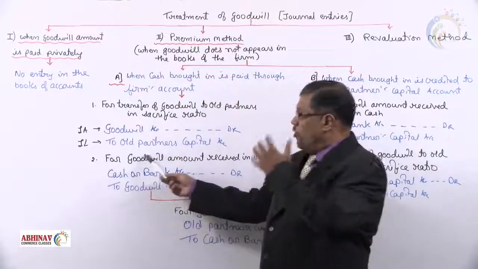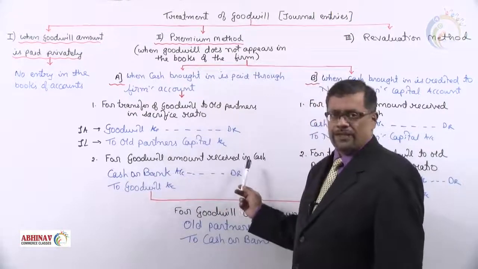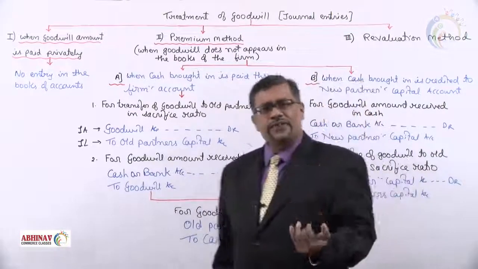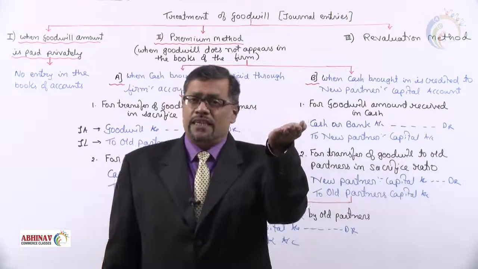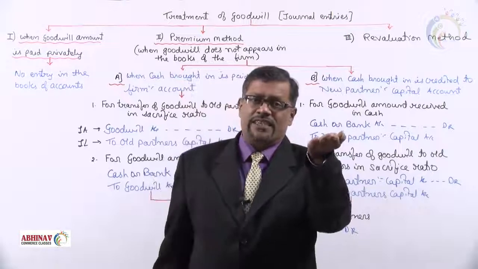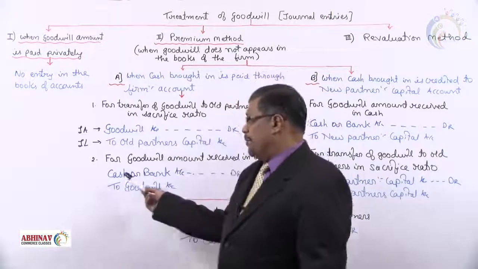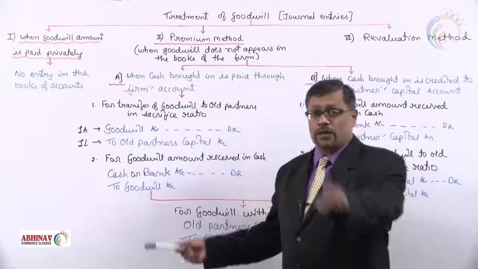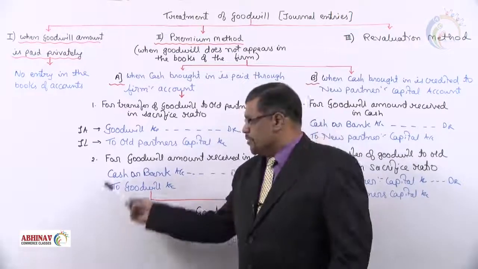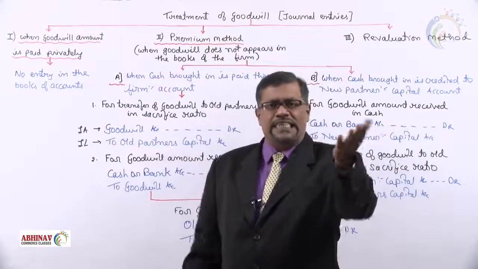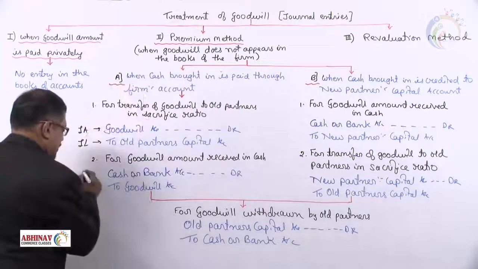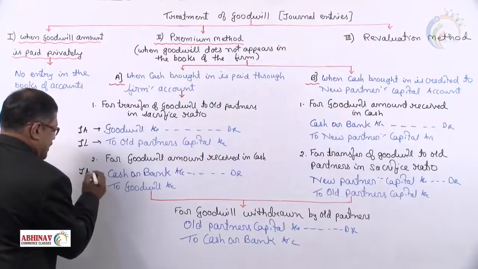Second, for goodwill amount received in cash. When we receive cash, our cash account will automatically increase. Increase in cash is increase in asset. We debit. It may be either cash or bank account. That depends upon the problem. So whether it is cash or bank, both are assets. Increase in the assets, we debit. That is the reason why we have debited this asset.